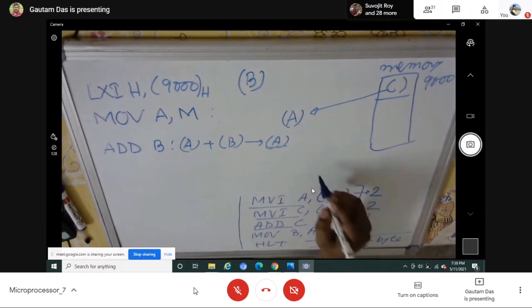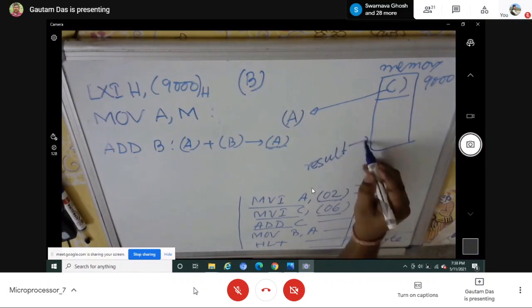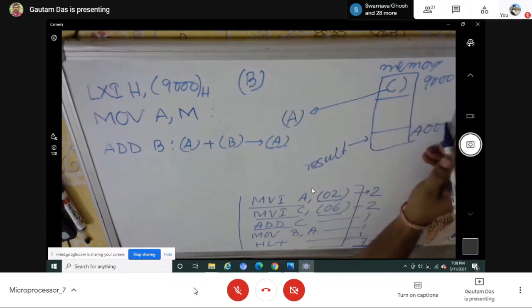If it is told that you move it into C, just use the instruction MOV C, A. But if it is mentioned that whatever result you get, you again store it in a memory whose address is, suppose, A000.